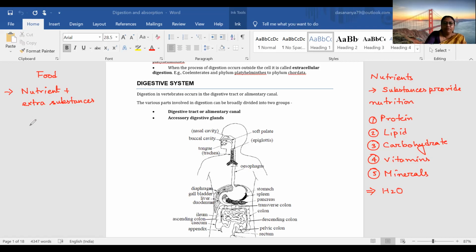Okay. So we need to understand there should be a condition of balanced diet. So what is balanced diet? The diet in which all nutrients are present in required amount.